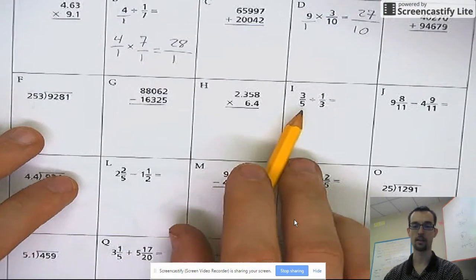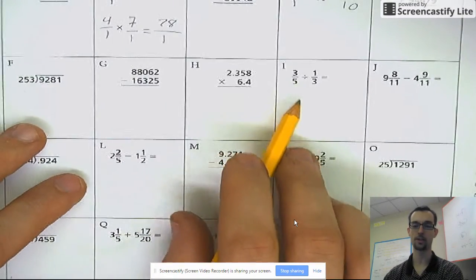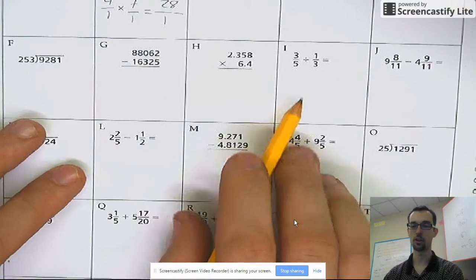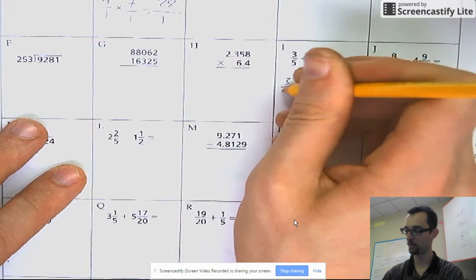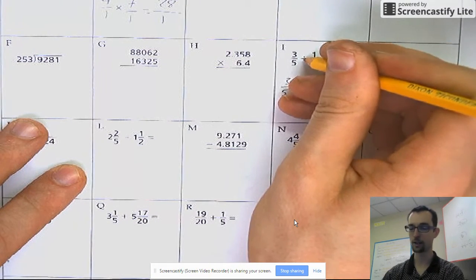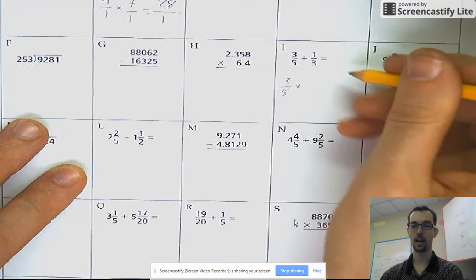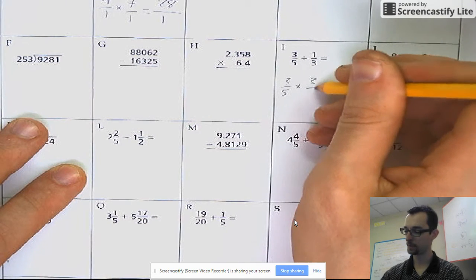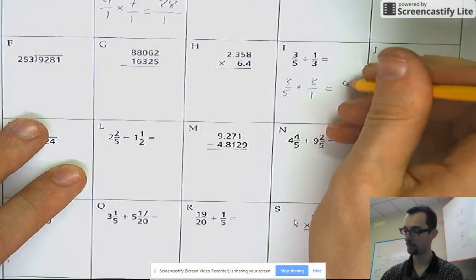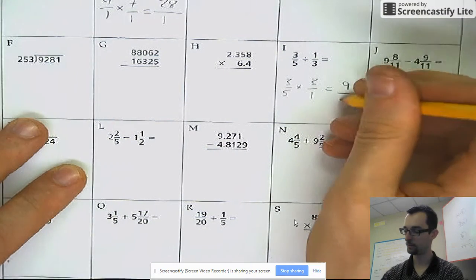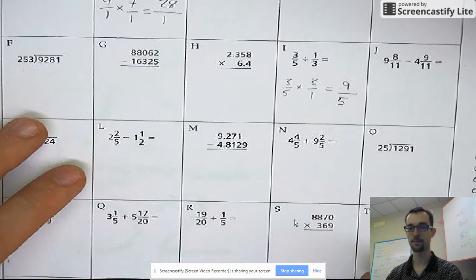Here's one right here, I. All right, I'm going to divide fractions. So again, you're going to keep, change, flip. So the first one stays the same. The sign changes from division into multiplication, and your second fraction gets flipped upside down. And now you multiply straight across. 3 times 3, 9. 5 times 1, 5. You're done. 9/5. Okay.